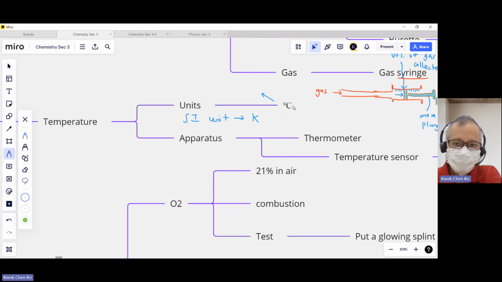Now, of course, basic stuff or primary school stuff like 100 degrees Celsius and 0 degrees Celsius, these are important benchmarks. So 100 will be your boiling point of water, and 0 will be your melting point of ice.